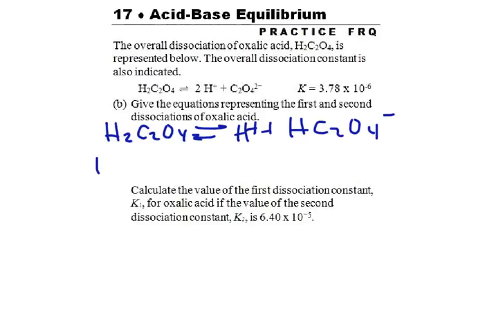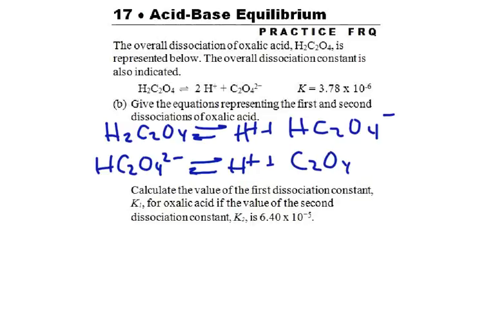Then we take that piece, HC2O4 minus, and that will give another H plus, and then we'll have the oxalate ion, C2O4 2 minus. So those are the 2 steps right there, 2 points.